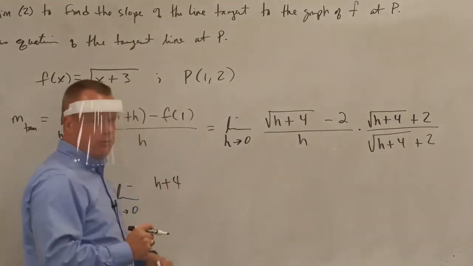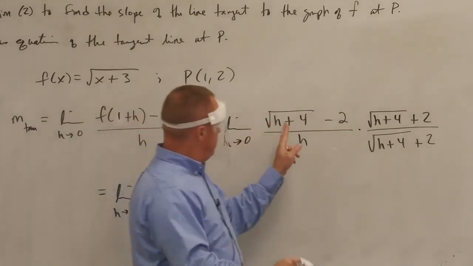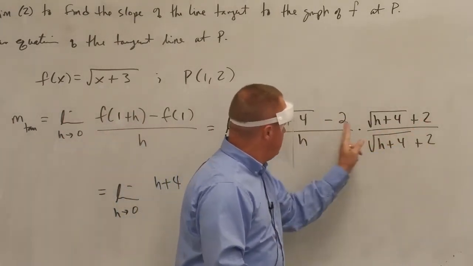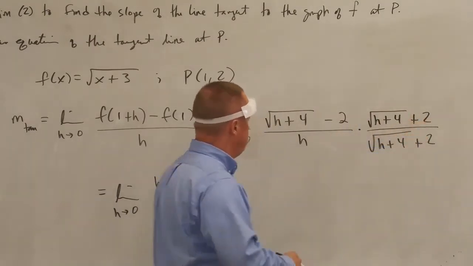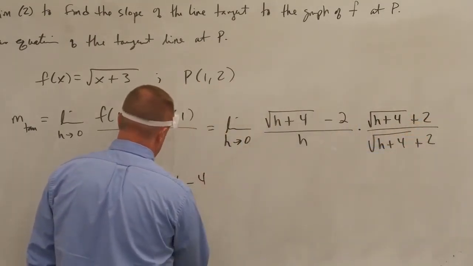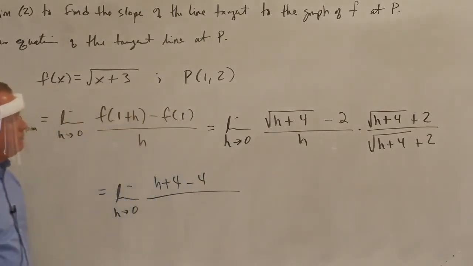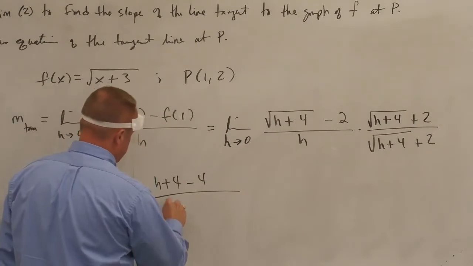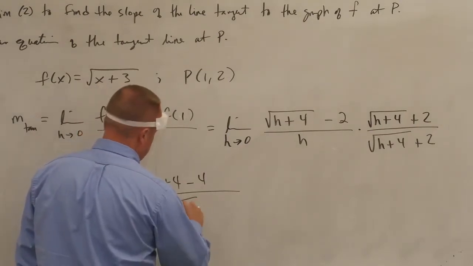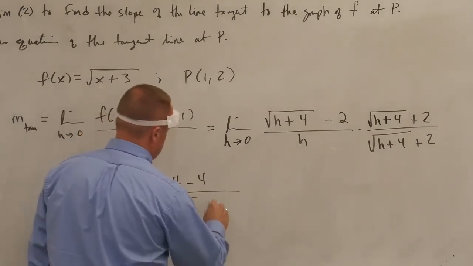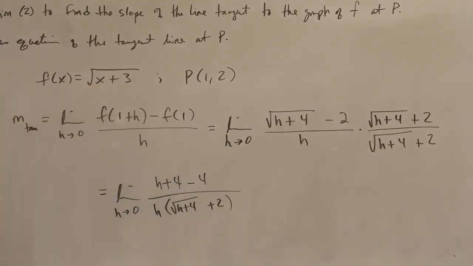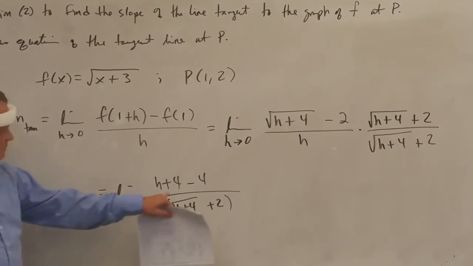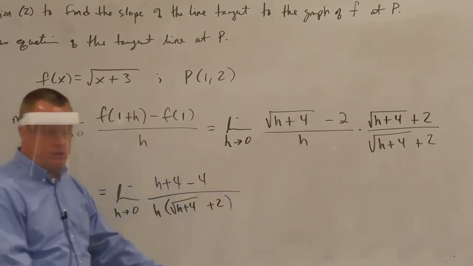Just h plus 4, right? If I'd say this times this and this times this, they're going to subtract off. Negative 2 times 2, negative 4. Now on the bottom, again, just multiply and don't distribute. So h times root h plus 4 plus 2 on the bottom like that. Okay? 4 minus 4, 0. Those go away.